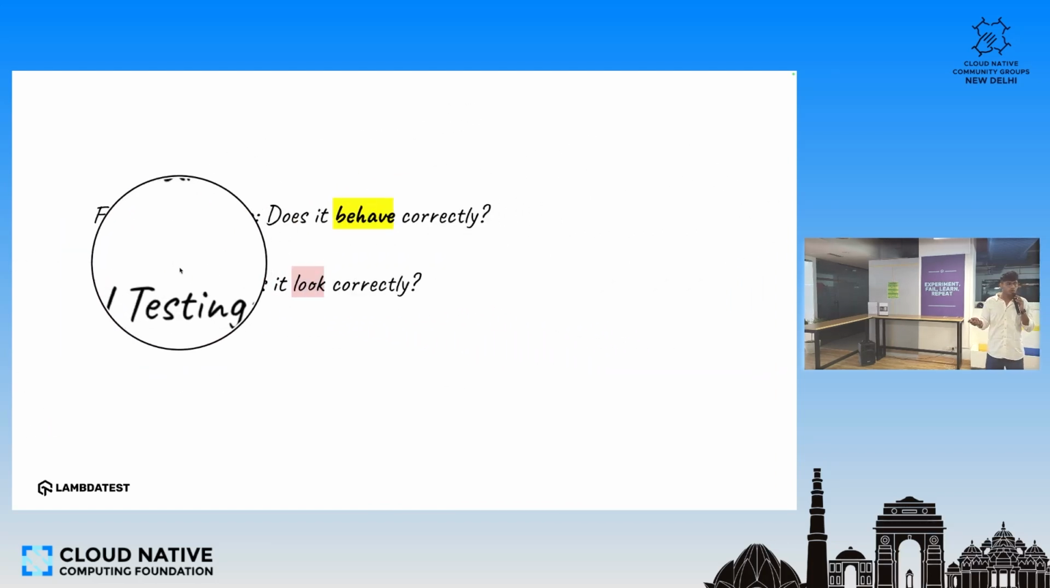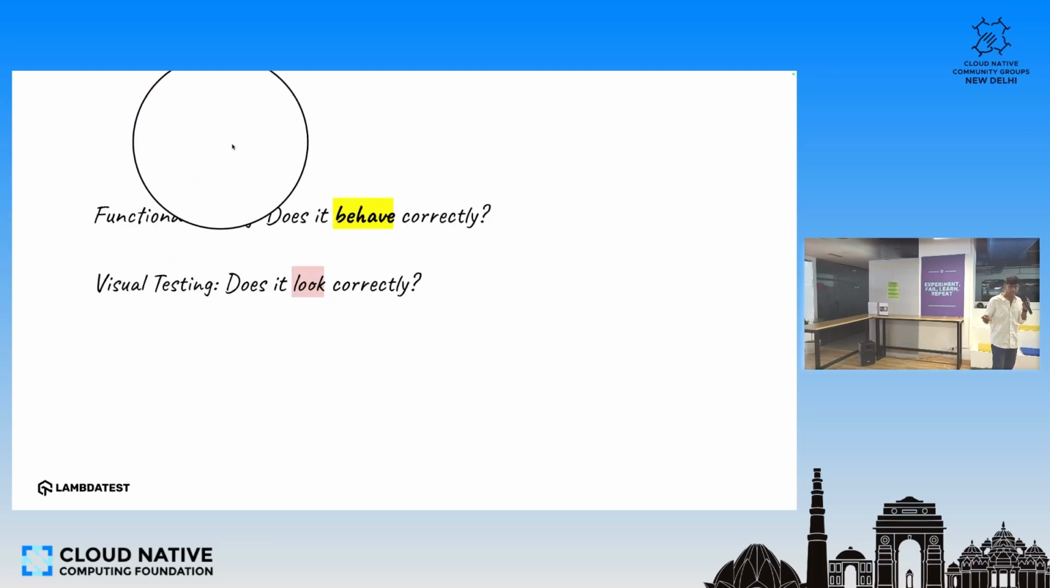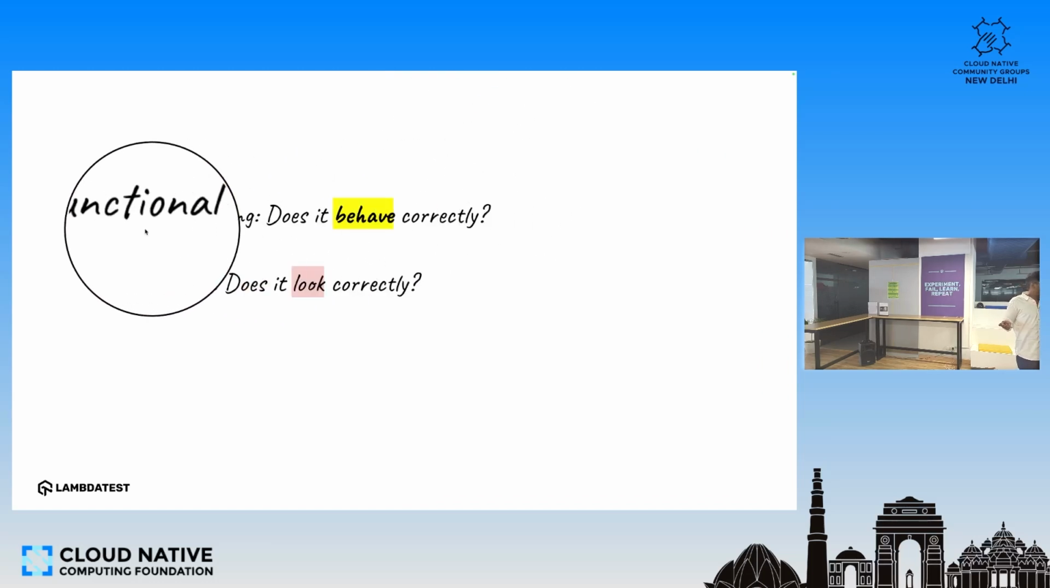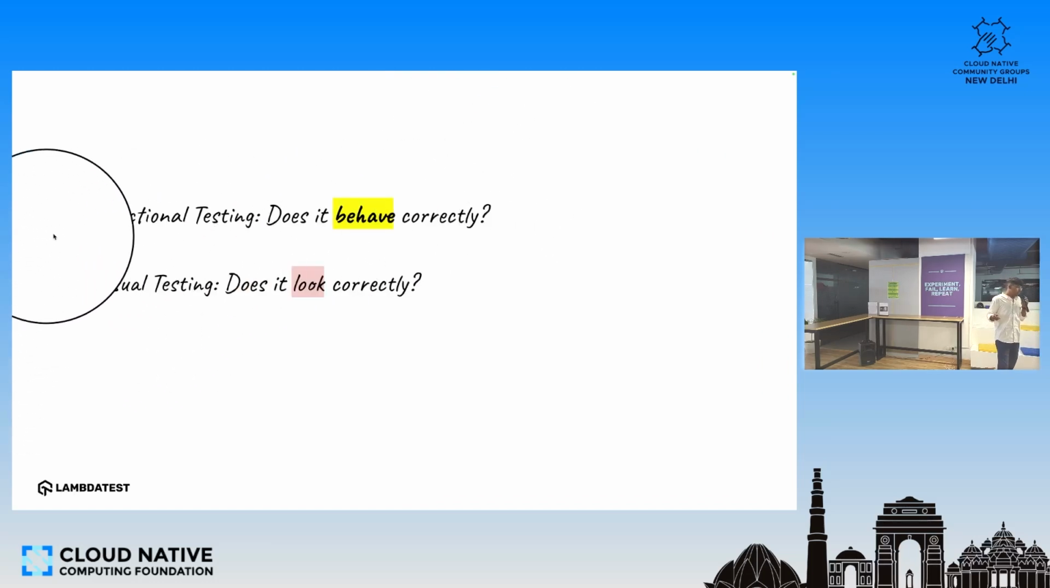So functional testing will tell you whether this behaves correctly or not. Visual testing will tell you, do I look correct? So basically it's like having a girlfriend that actually tells you, okay, maybe you're looking fine.